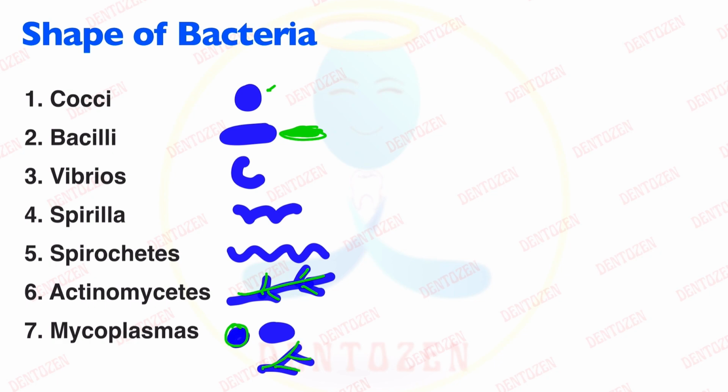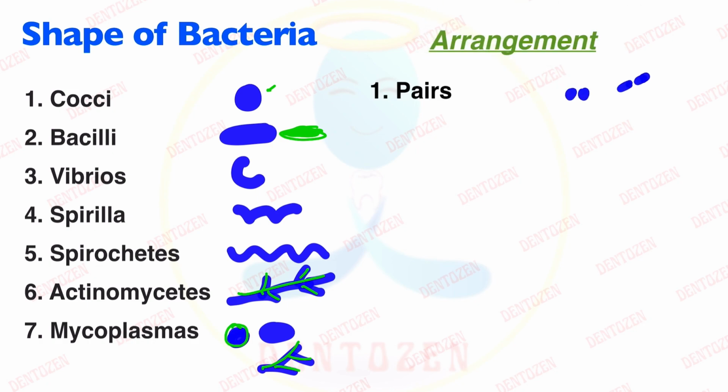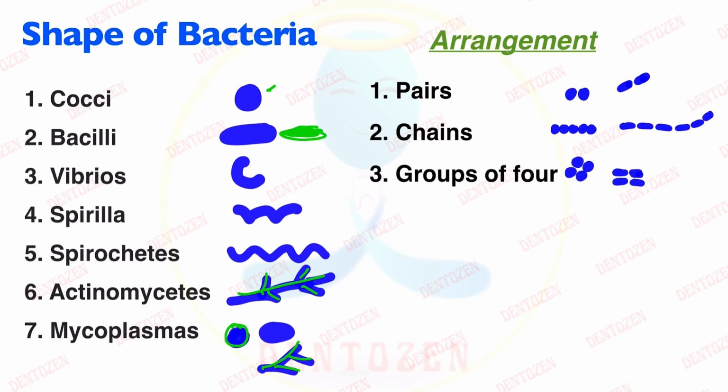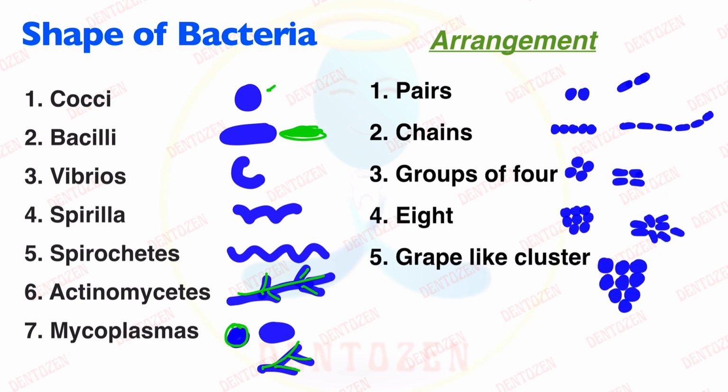Now how are they arranged? They can have different arrangements, like in pairs of 2, or in chains, in groups of 4, groups of 8, or in grape-like clusters. So both cocci and bacilli can be shown in different arrangements. Also they can be gram positive or gram negative. So these are the different arrangements. Now there can also be vibrio, spirilla, spirochetes. They can also be in groups like this.